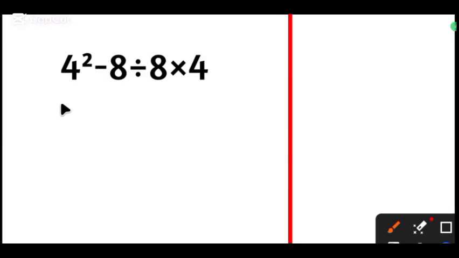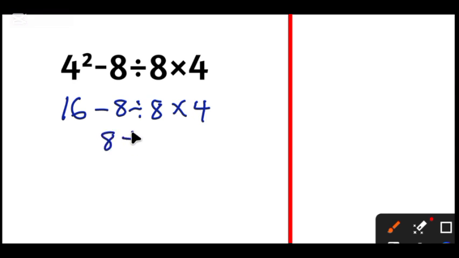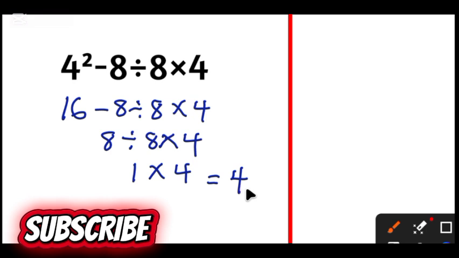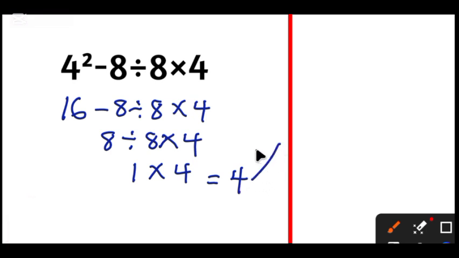4 squared equals 16. 16 minus 8 equals 8. 8 divided by 8 is 1. 1 times 4 equals 4. Very easy, right? But this answer is wrong.